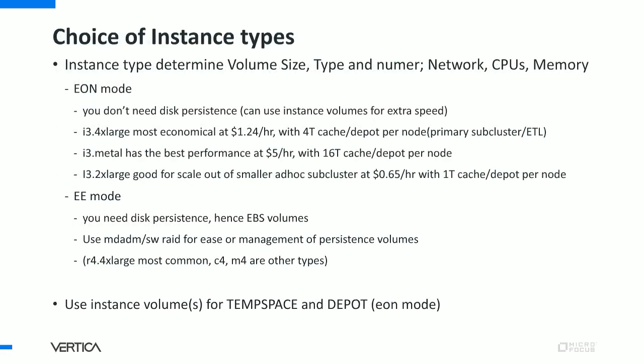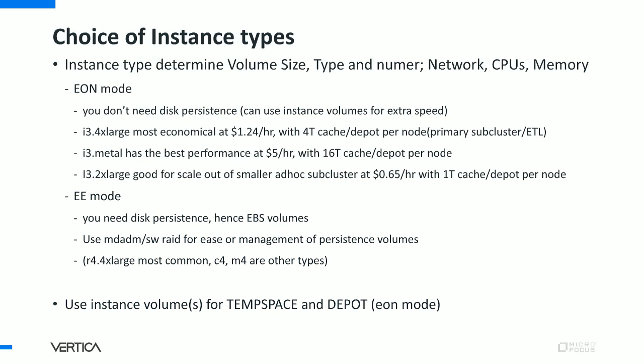So the choice of instance type is one of the important choices that you will make. In Eon mode, you don't really need a persistent disk. You should probably choose ephemeral disk because it gives you extra speed, and it's free with the instance type. We highly recommend the i3 4x instance types, which are very economical, have a big 4 terabyte depot cache per node. The i3 metal series is similar to the i3 4x, but has significantly better performance for those subclusters that need this extra oomph.